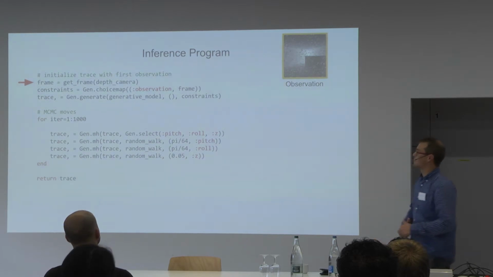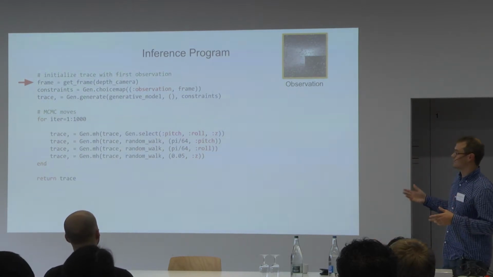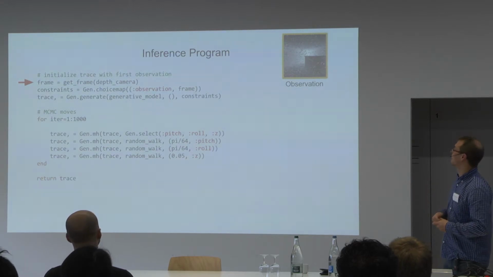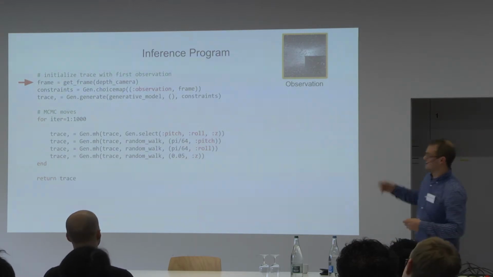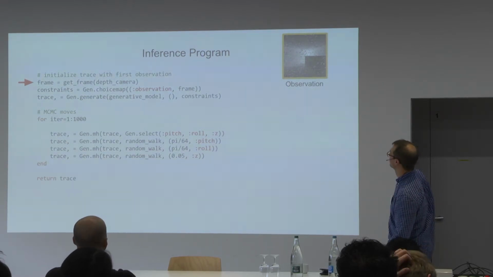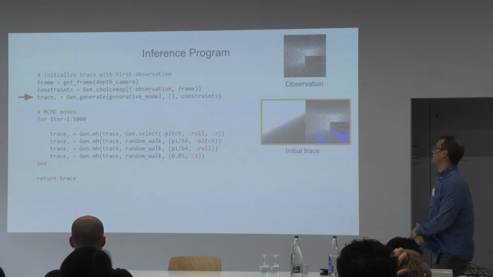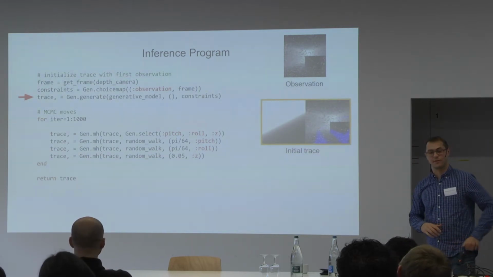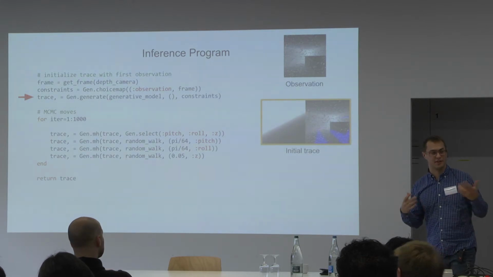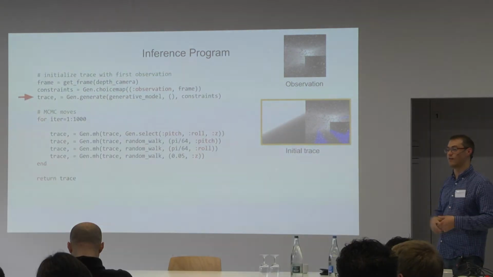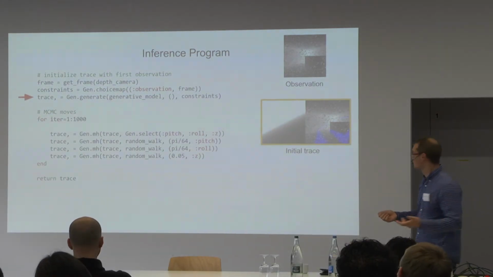Okay, so the inference program is actually just regular Julia code. There's no additional DSL introduced here. And what this program does is it first gets an image from the depth camera, shown in the upper right, and then it generates an initial execution trace of our generative model. So this notion of an execution trace is a common abstraction used in probabilistic programs, but it basically represents an assignment of all of the random variables to particular values.